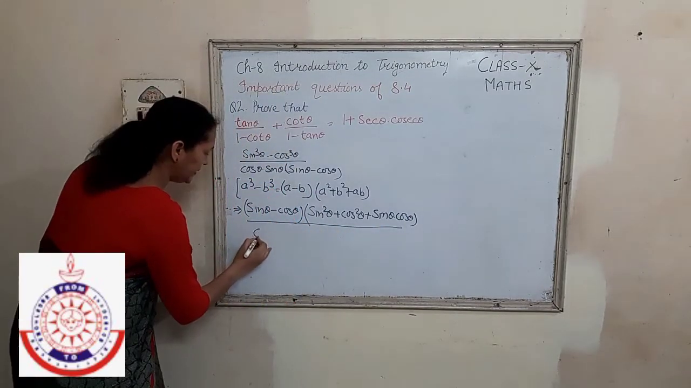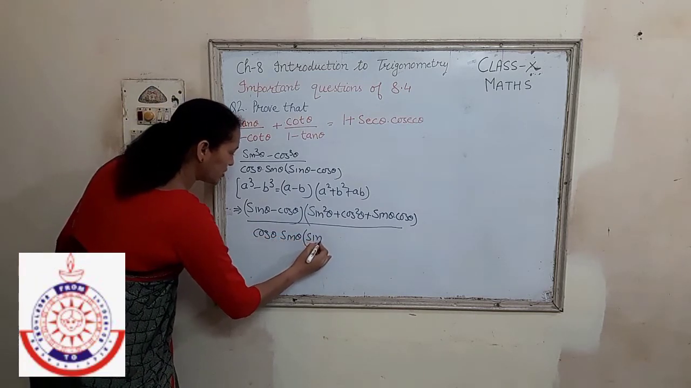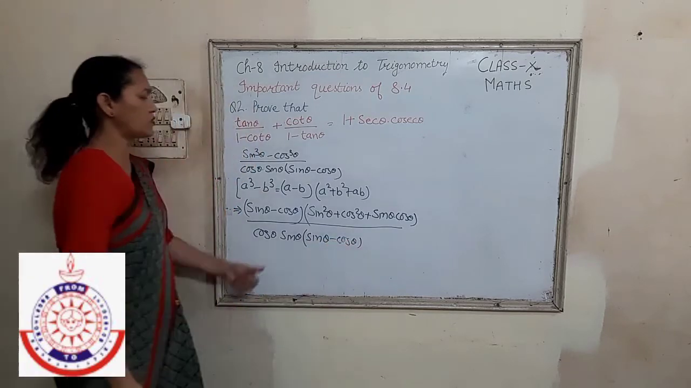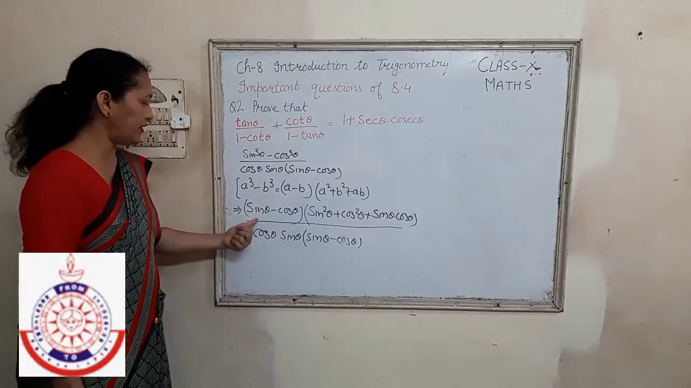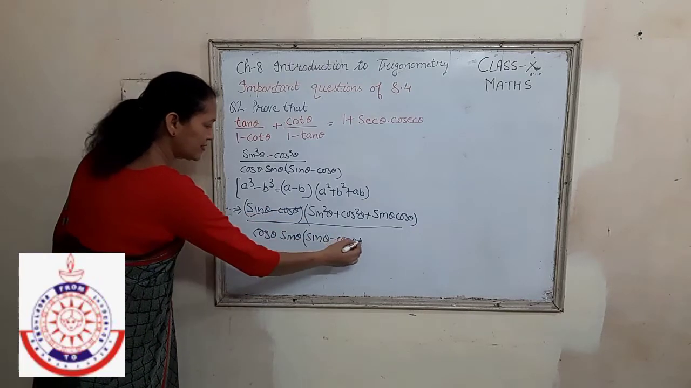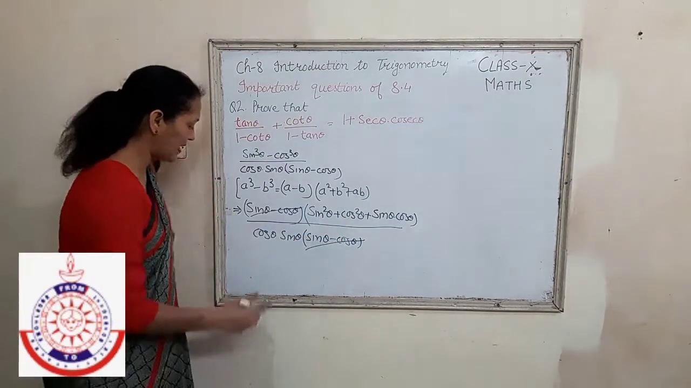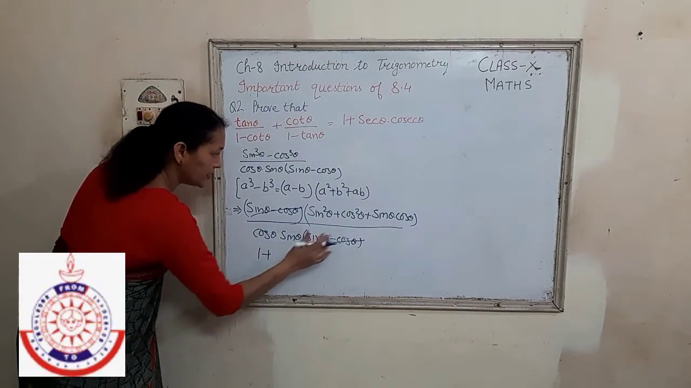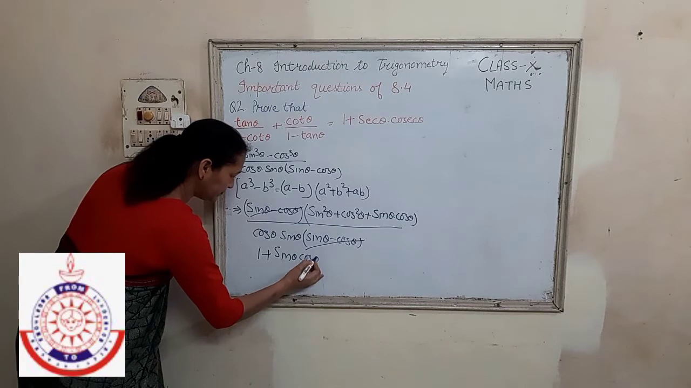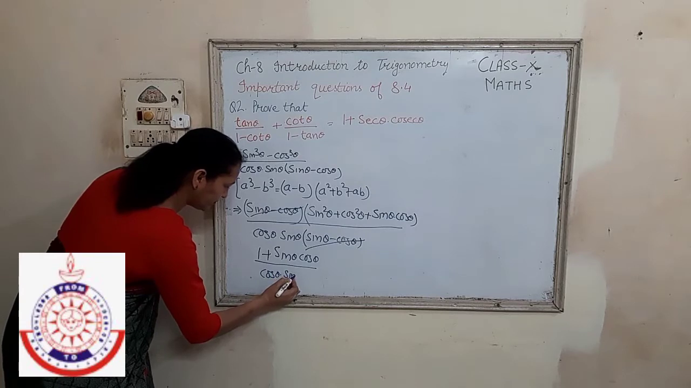And in the denominator we had cos theta into sin theta minus cos theta. We have not solved the denominator. Numerator we have solved using this formula a cube minus b cube. So this term will get cancelled with this term. Now here sin square plus cos square is 1. So we will be having 1 plus sin theta into cos theta upon, we are left with cos theta into sin theta.